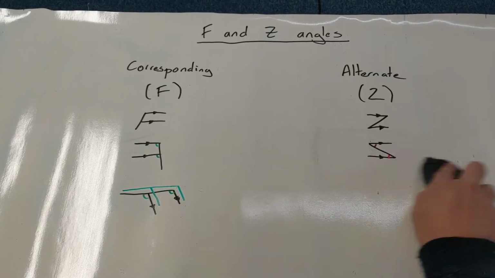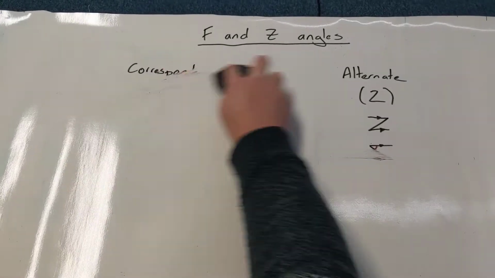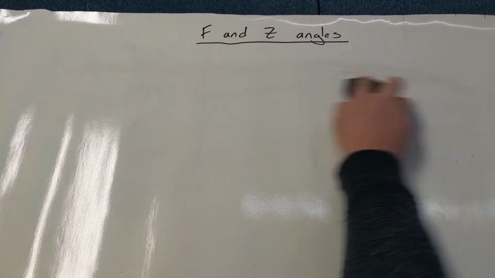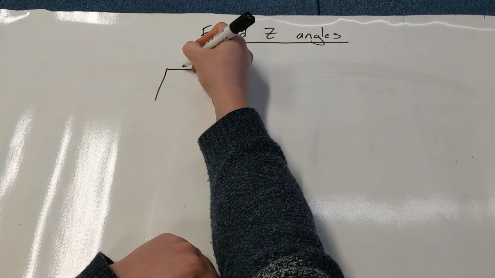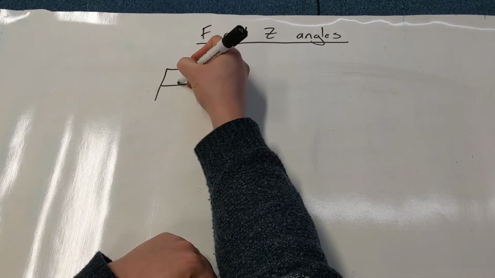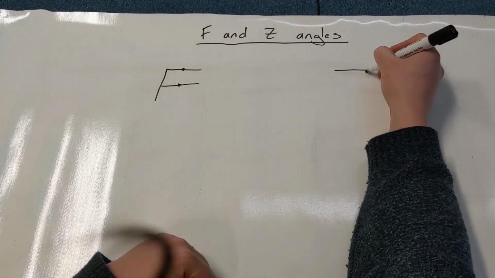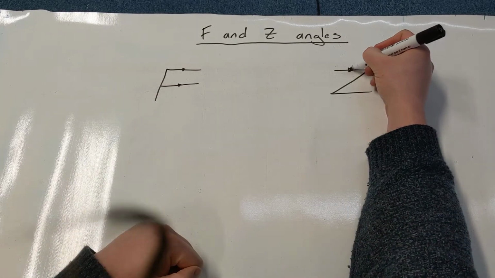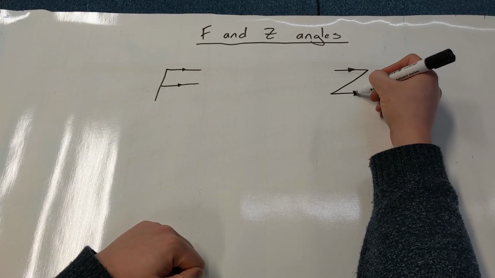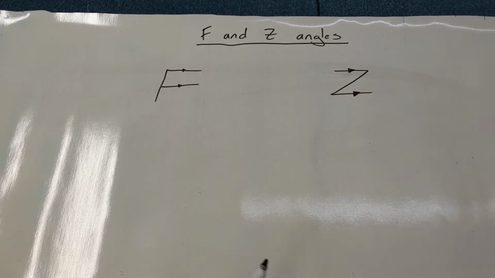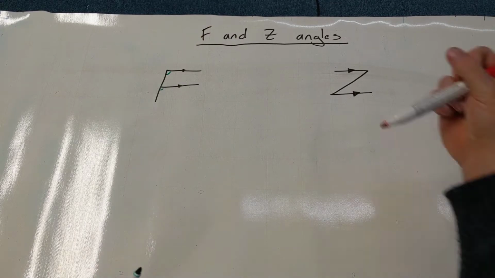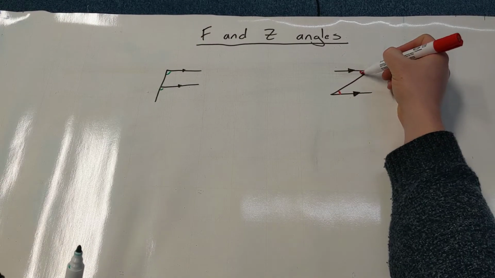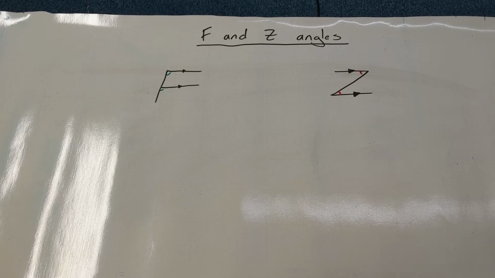So let's look at some examples of this. And what I'm going to do, I'm just going to draw at the top your standard F and your standard Z, so we know what shape we're looking for in our examples, because we will have to do some where we're using multiple of the angle rules together to find out missing angles. So I'm just going to pause for a second, and then I'm going to draw some questions down for you.